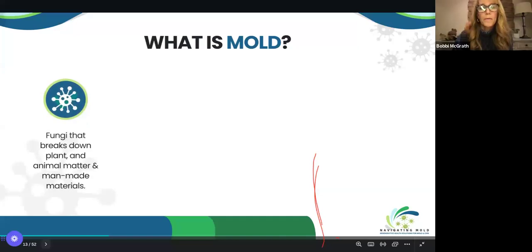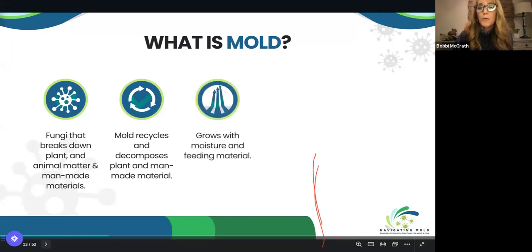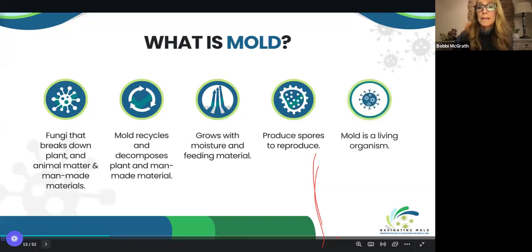So what is mold? Mold is a fungus that breaks down plant and animal matter and man-made materials. Mold recycles and decomposes plant and man-made materials, like if you think about a log decomposing in the woods. And then mold grows where moisture and feeding materials are. And you don't need a lot of moisture. You just need high humidity. And then mold produces spores to reproduce. And mold is a living organism. So it is something that needs to be killed, whereas other things are not living organisms, which we'll talk about later.